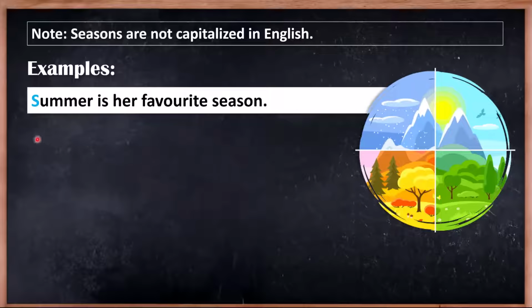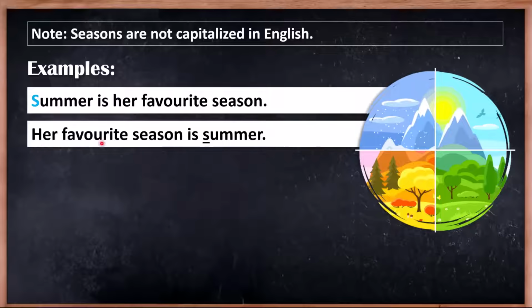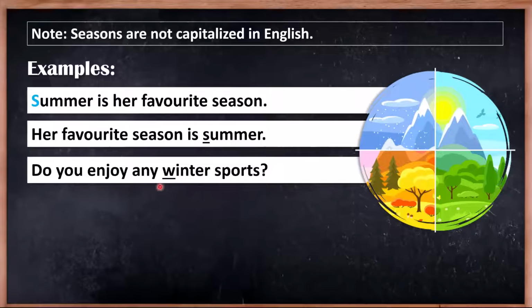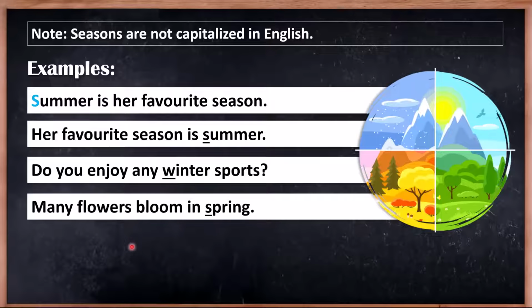For example, summer is her favorite season. In this case, summer is capitalized, but only because it's the beginning of a sentence. Her favorite season is summer. We would not capitalize summer if it's in the middle or at the end of a sentence. Another example, do you enjoy any winter sports? Many flowers bloom in spring. Okay, so remember, we capitalize days, months, and holidays, but not seasons.